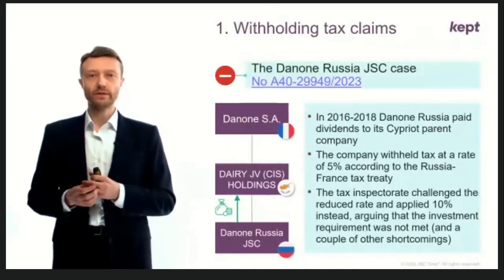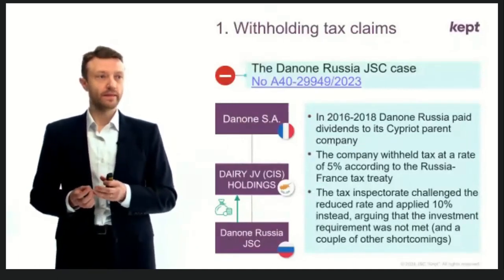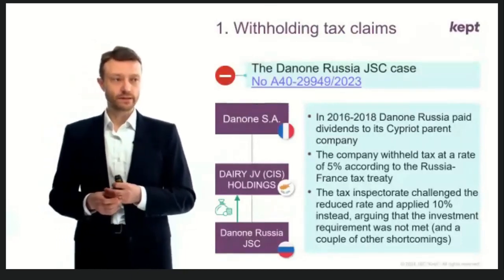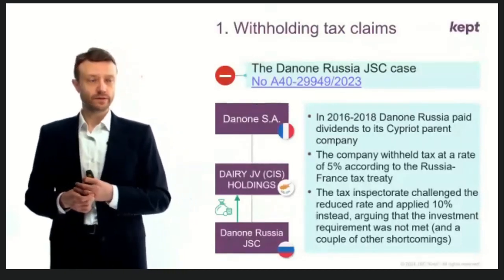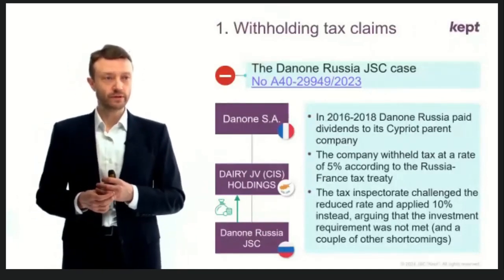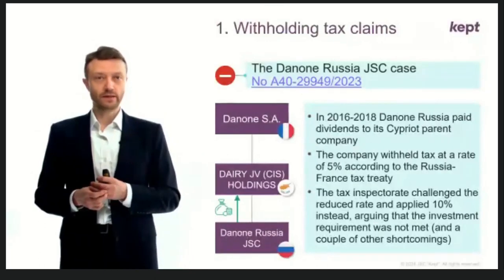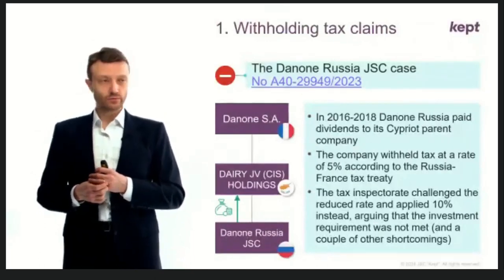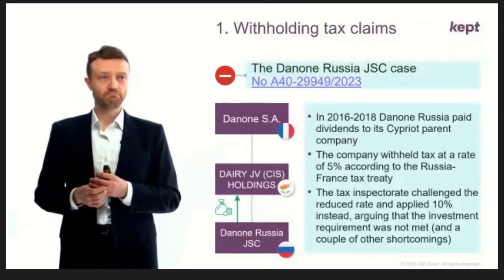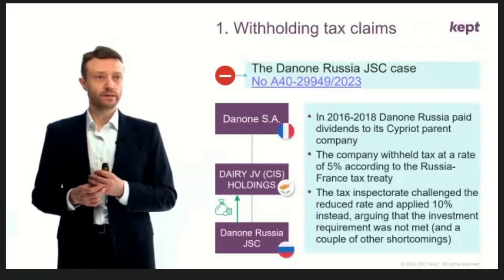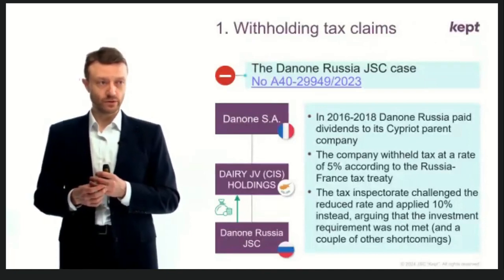Basically, the Russian company distributed dividends, and it was clear already at the time, in 2016, 2018, when dividends were distributed, that it's very difficult to claim treaty benefits under the Russia-Cyprus Treaty for an intermediary holding company. It is likely that it didn't have much substance. It didn't really have employees. Whatever is necessary to demonstrate that the company is the beneficial owner of dividends was not in place.